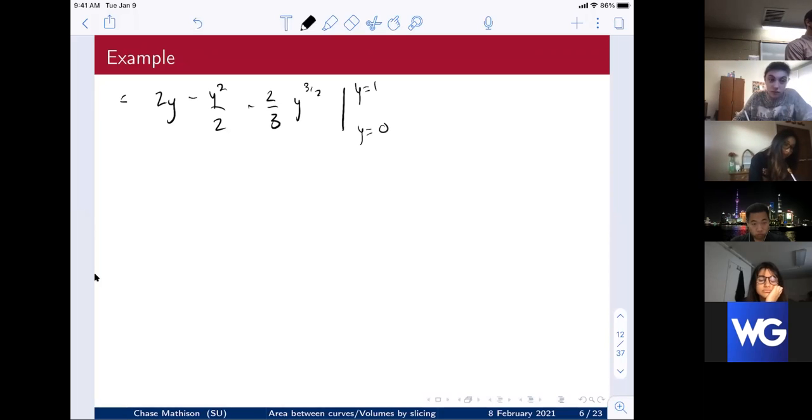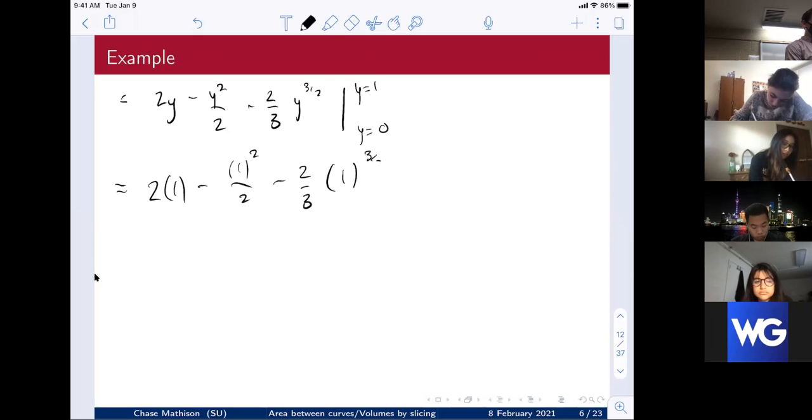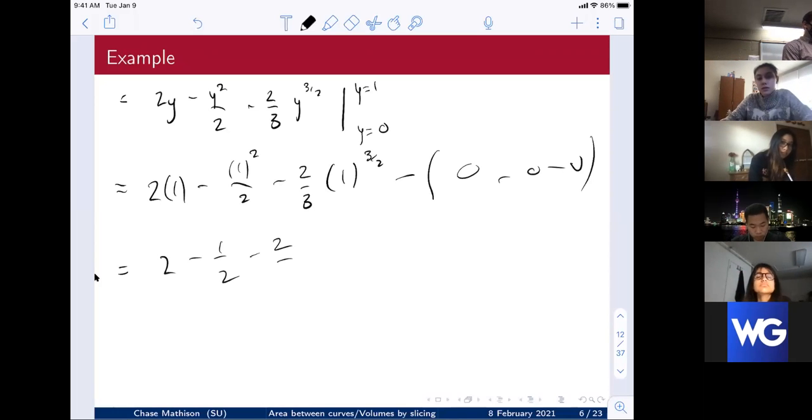Okay, so this is equal to 2 minus 1 squared over 2 minus 2/3 times 1 to the 3/2, minus 0 minus 0 minus 0, right? And this is 2 minus 1/2 minus 2/3.